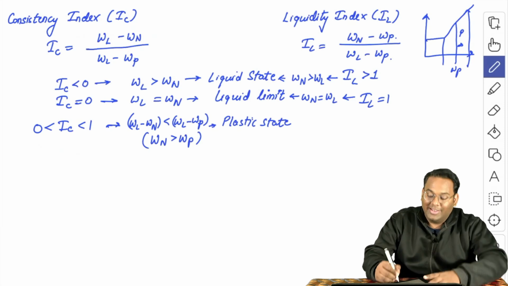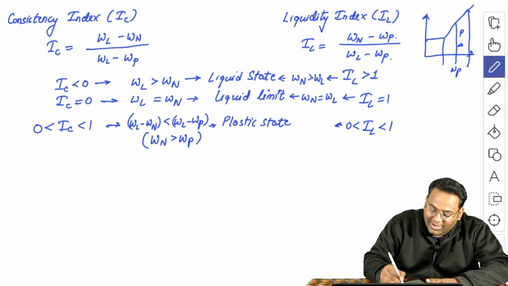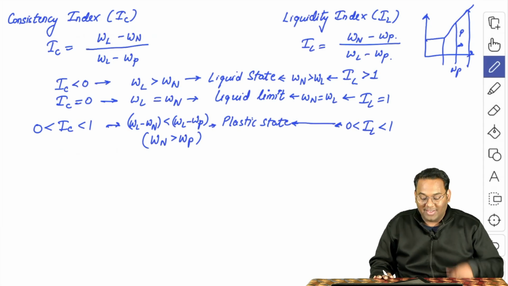Yes or no? And yes, if the value of IL is between 0 and 1, that means I can say that the soil is in plastic state. I hope now you understand that.